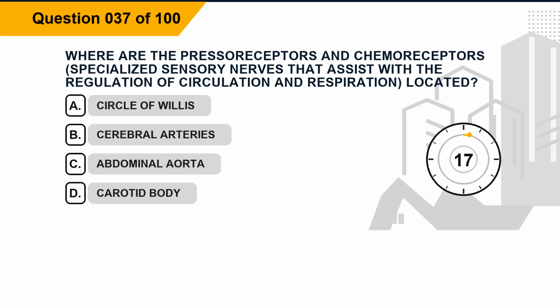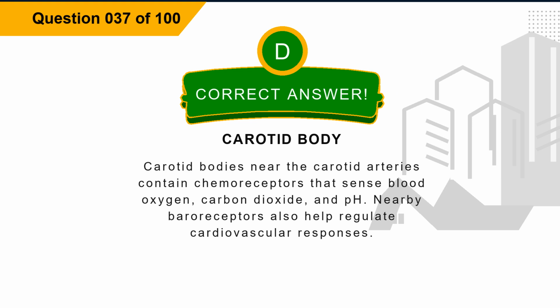Question 37. Where are the pressoreceptors and chemoreceptors, specialized sensory nerves that assist with the regulation of circulation and respiration, located? Option A, circle of Willis. Option B, cerebral arteries. Option C, abdominal aorta. Option D, carotid body. The correct answer is option D, carotid body.